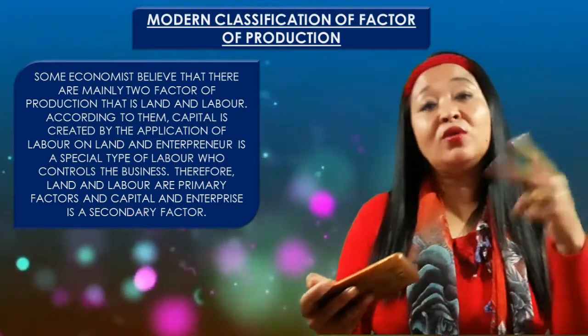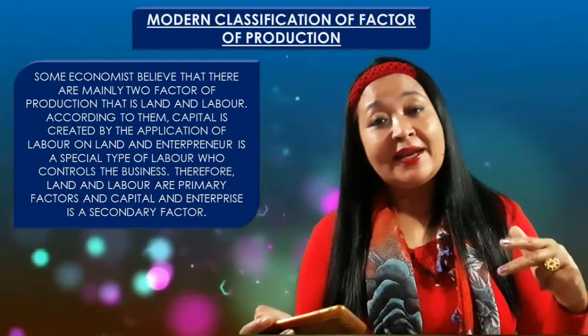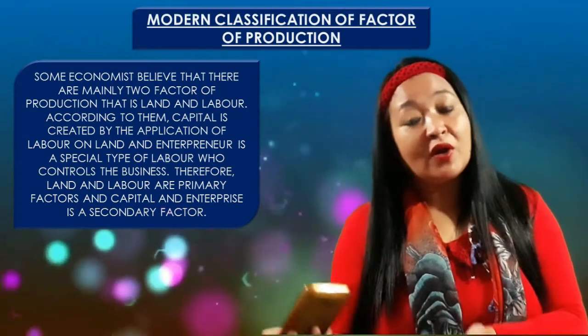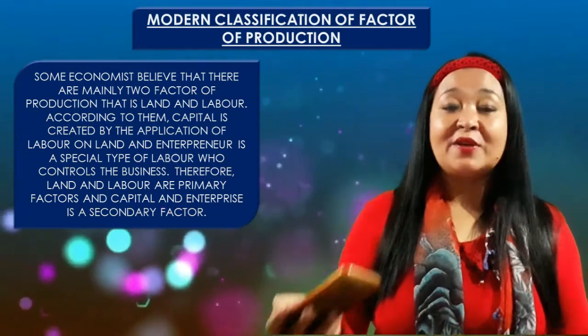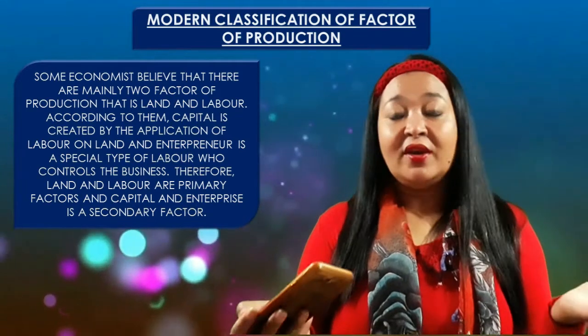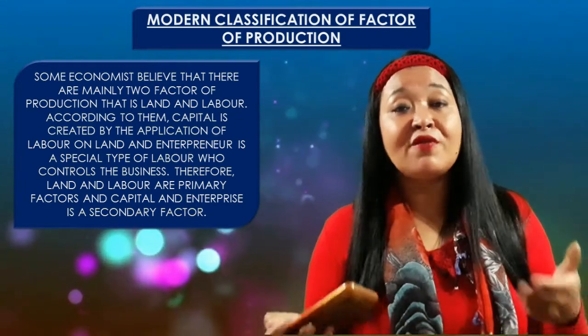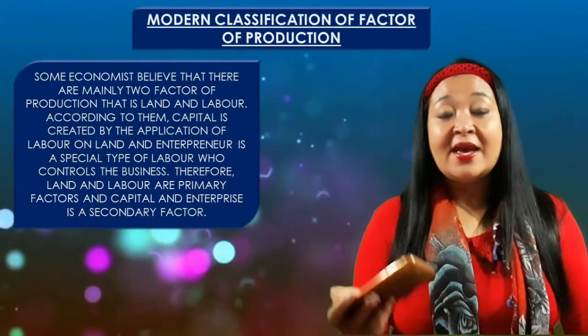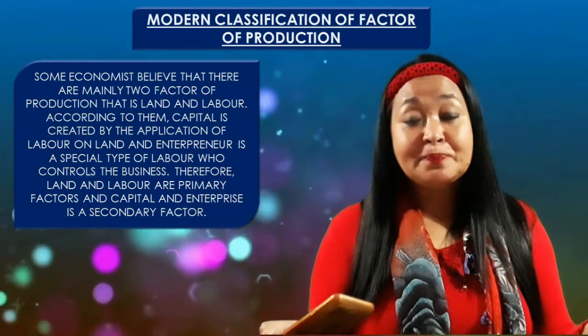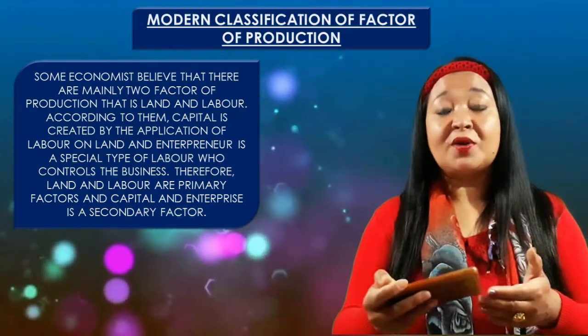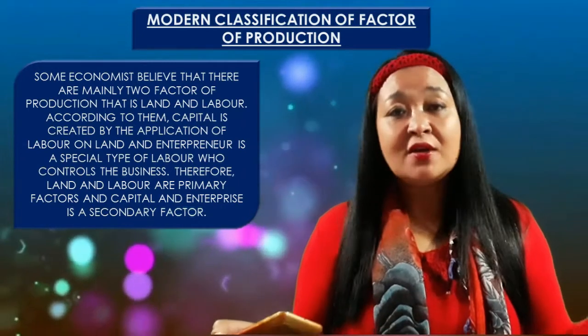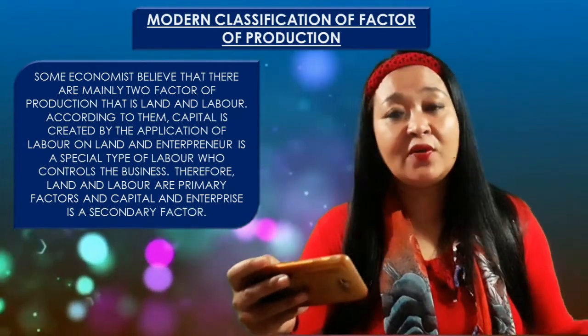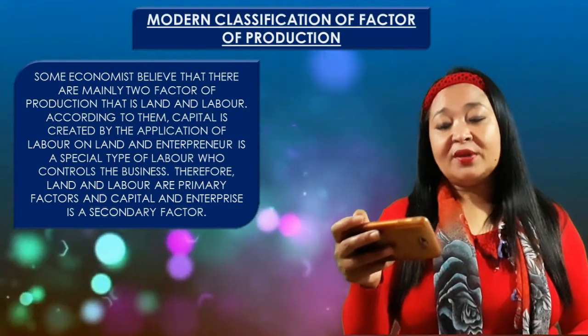So according to them, there are only 2 factors of production, that is land and labor. According to their viewpoint, capital is just man-made, that means it is the outcome of human labor on land. And enterprise is a special labor who combines all these factors of production and takes the risk of the business. That's the viewpoint of modern economists.